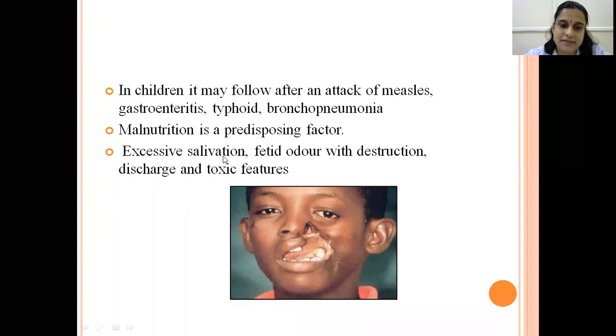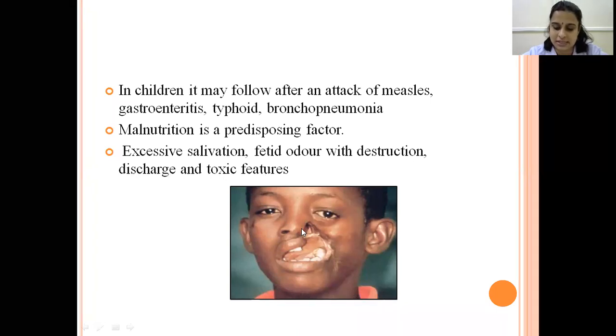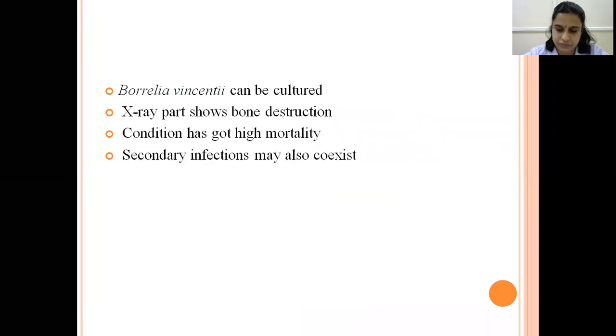There is excessive salivation, difficulty in swallowing, and fetid odor because of the infection. With destruction. Destruction is very important. There is discharge and toxic features, and the patient has systemic toxicity.